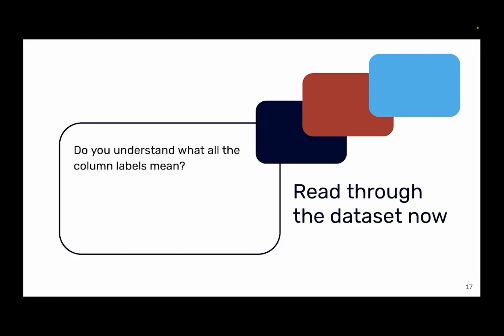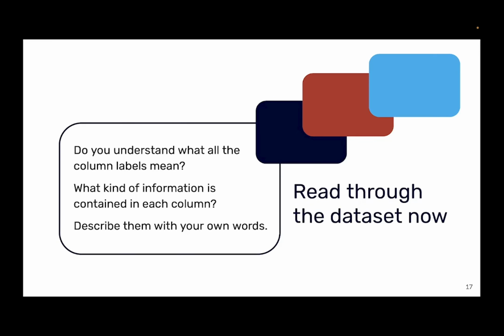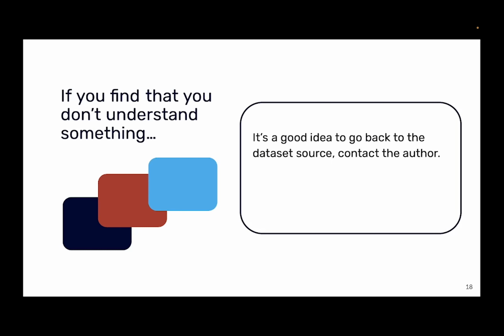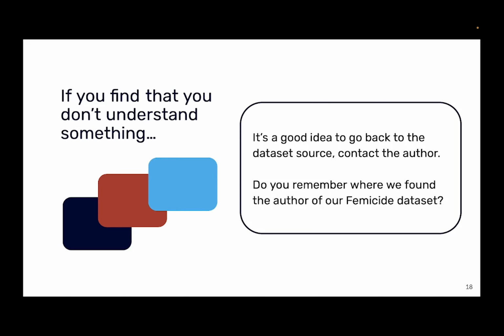So how do you read through the dataset now? Do you understand what all the column labels mean? What kind of information is contained in each column? Describe them with your own words. If you find that you don't understand something, it's a good idea to go back to the dataset source and contact the author. Do you remember where we found the author of our femicide dataset?